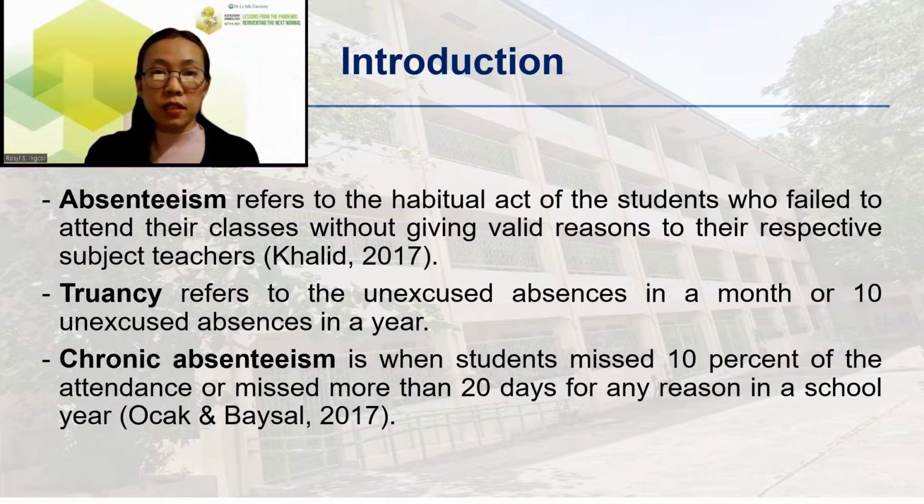When we say absenteeism, it refers to the habitual act of students who fail to attend their classes without giving valid reasons to their respective subject teachers. On the other hand, truancy refers to the unexcused absences in a month or 10 unexcused absences in a year. So when this problem is not properly addressed, it will lead to chronic absenteeism. It is when students miss 10% of the attendance or miss more than 20 days for any reason in a school year.